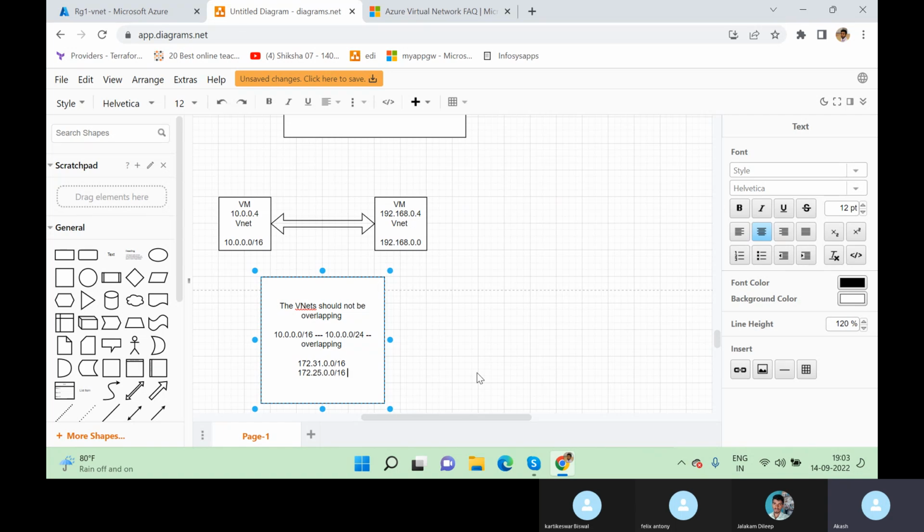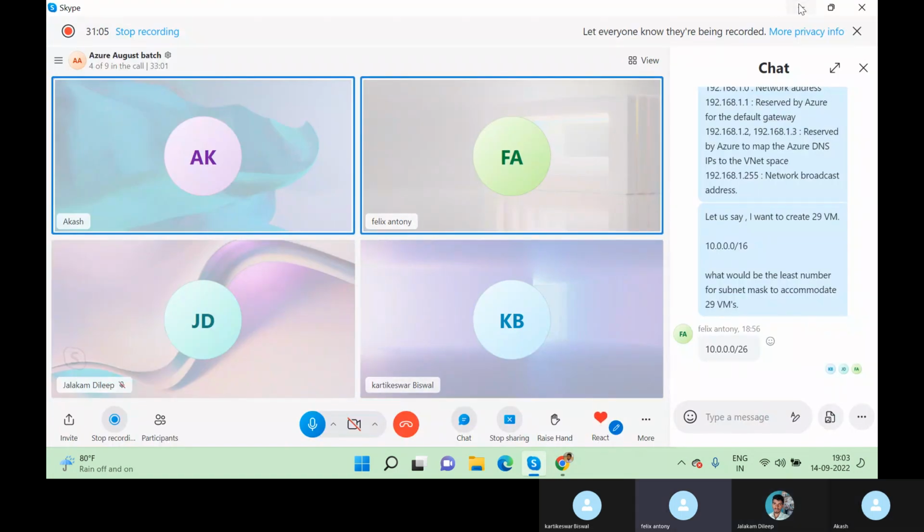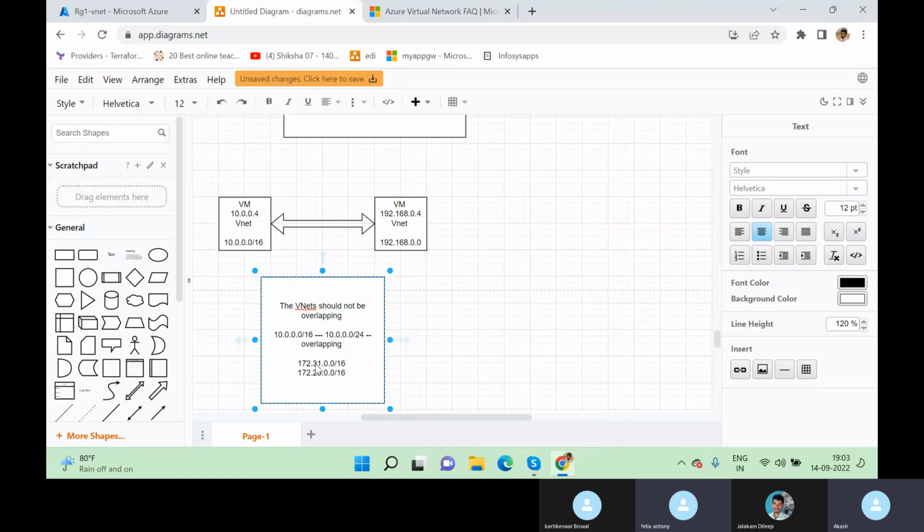172.25.0.0/16. Are these two overlapping or not? Yeah, not overlapping, because this is a different range. This is a different range. It will not have any two common IP addresses. Okay, so this is non-overlapping.